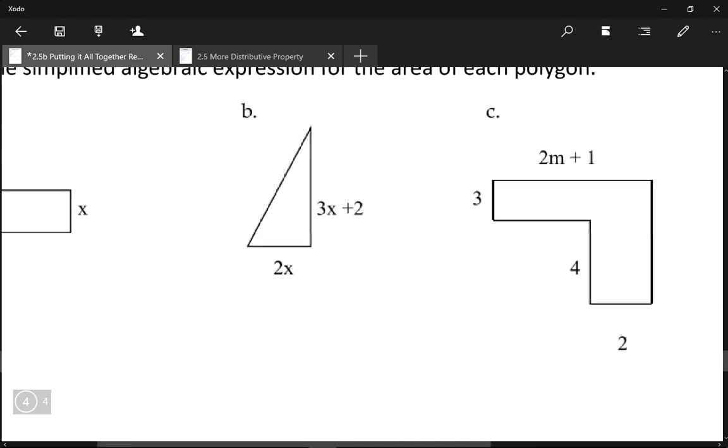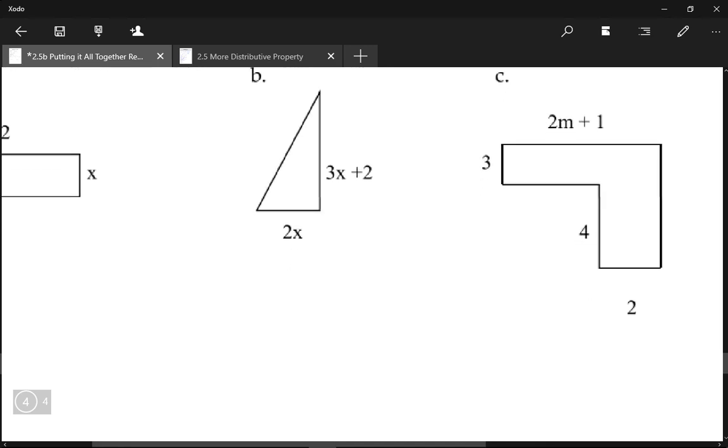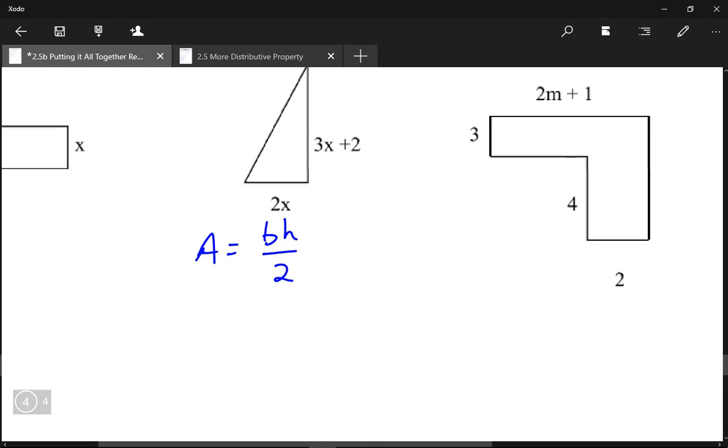Okay, again, I'll just do B. You can do A and C on your own. B is the triangle, area of a triangle: base times height divided by 2. You're going to need to know this formula if I give you a triangle on the test. I'm not going to give it to you.